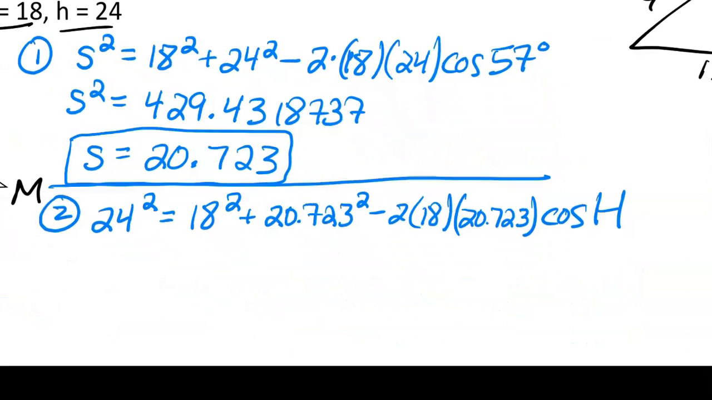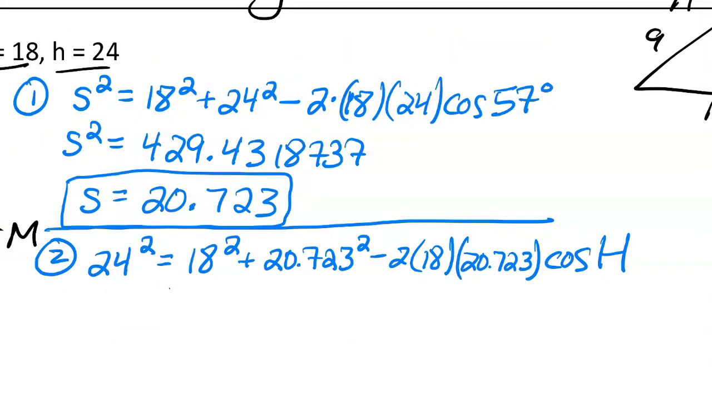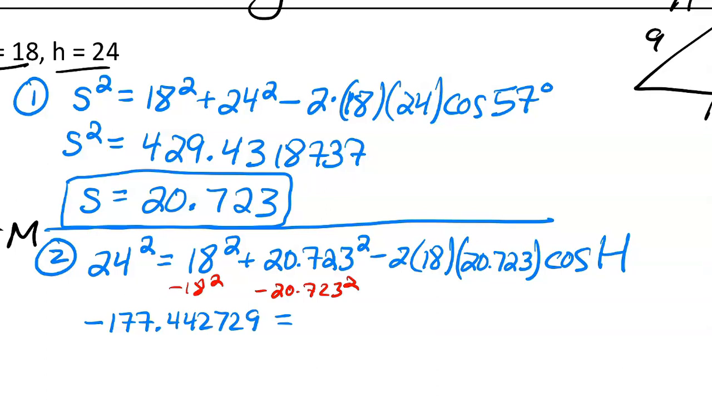But to solve this, we would subtract 18 squared from both sides, subtract 20.723 squared from both sides. So let's do that. We would have 24 squared minus 18 squared minus 20.723 squared. We get a negative 177.442729, and that equals 2 times 18 times 20.723.